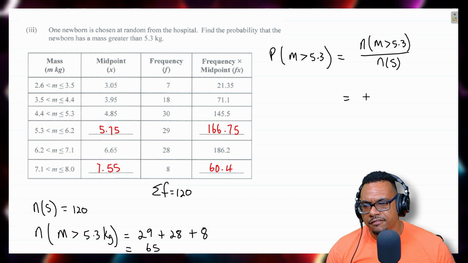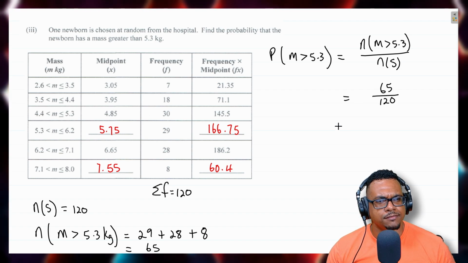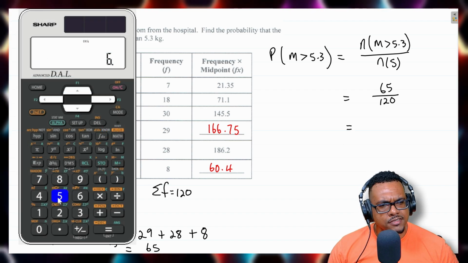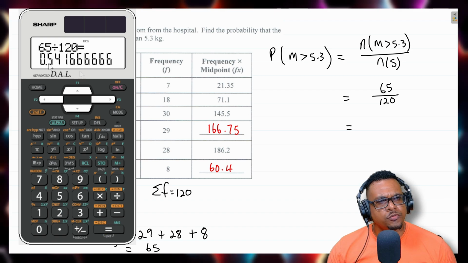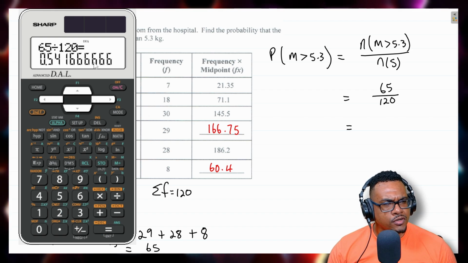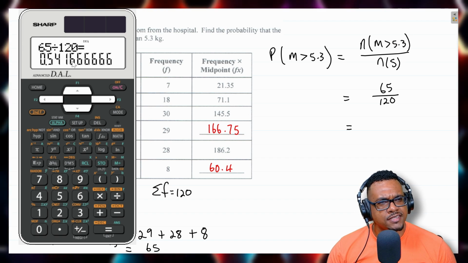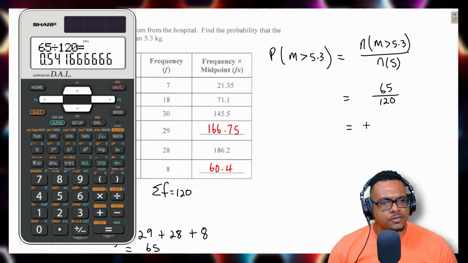So we're going to have 65 divided by 120, and that will be equal to, so we're going to type in 65 divided by 120. So we get 0.541 and so on. So to 3 significant figures, we stop at the 1. After the 1 is a 6, so you have 0.542.